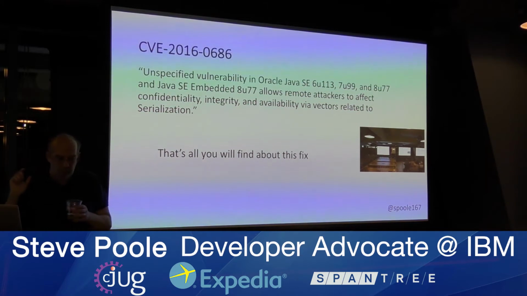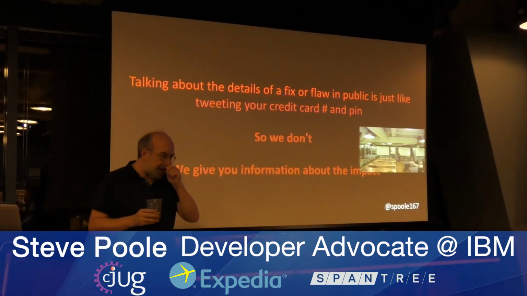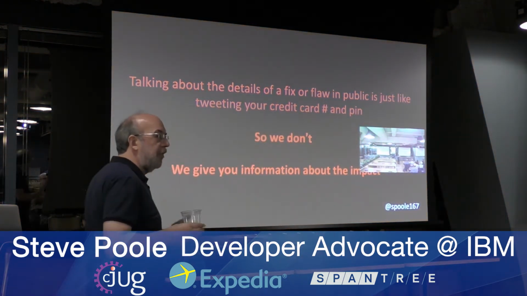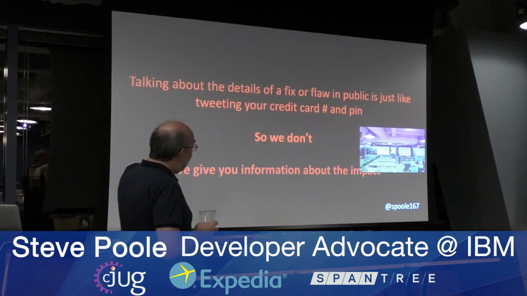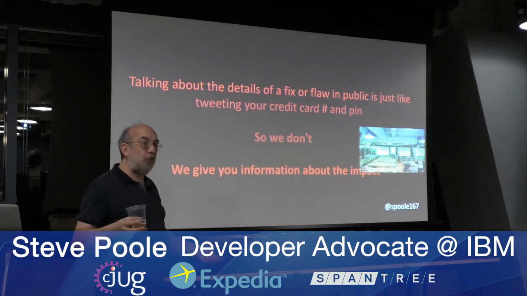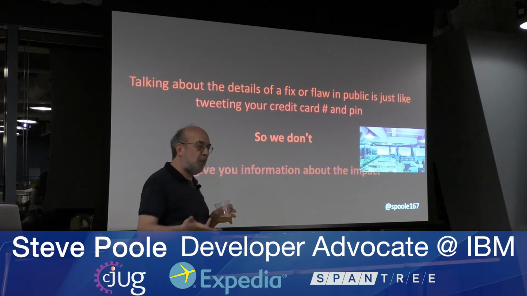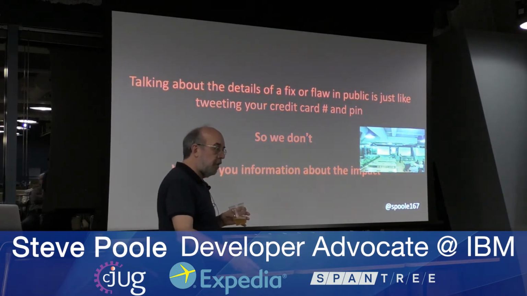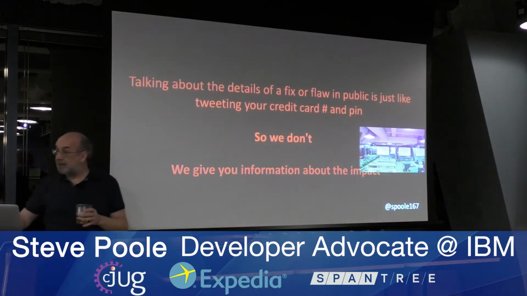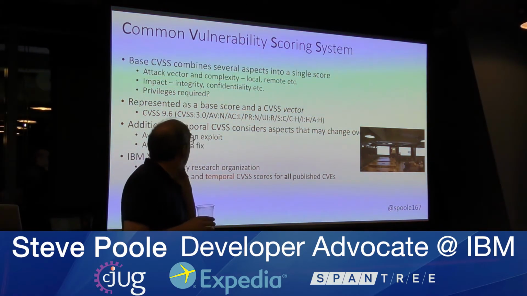What would happen? Let me give you an example. If I was to say to you, here's all the details about the CVE, about how to exploit the vulnerability, it is very much the same as me tweeting my credit card and PIN number. I've given the bad guys all the information they need to make use of it. So the best we can give you is hints: where it's affected, scores, impact, and stuff like that. And impact is done by this thing called CVSS.